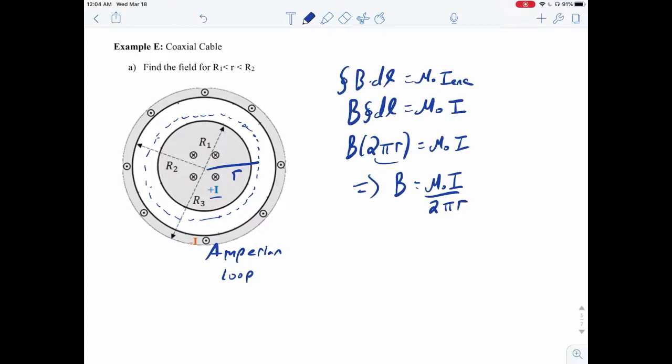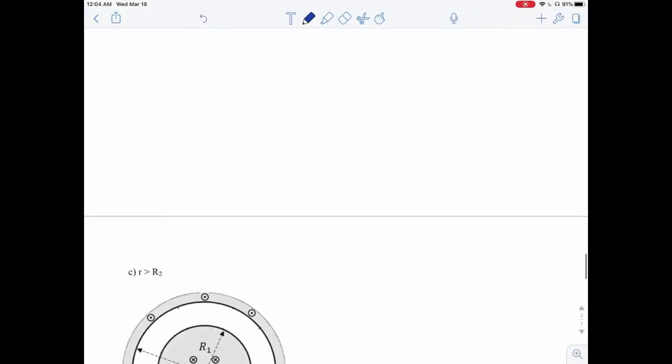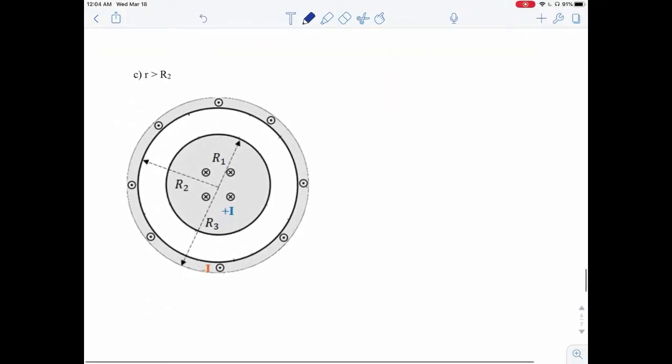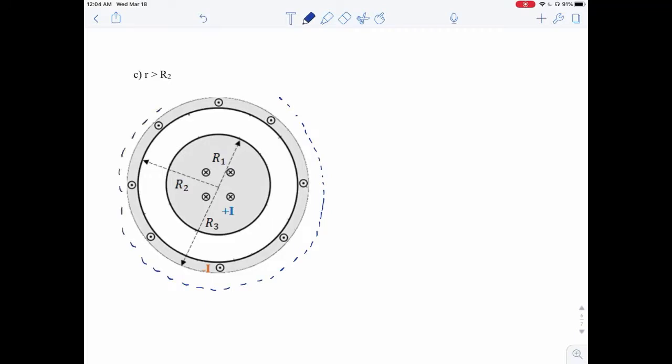Okay, so that's in between them. The next part here is going to look at, well, if you go outside the wire, what's the magnetic field there? This is when r is greater than r2. So here's our Amperian loop. That's step 1. Draw the Amperian loop. It has radius r, so that's our Amperian loop. It's a circle, radius r, where r is bigger than, this should say r3, which is the radius of the whole thing.